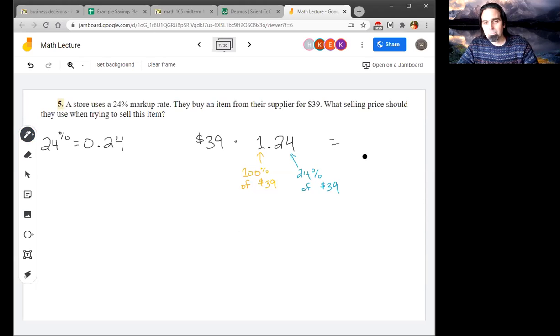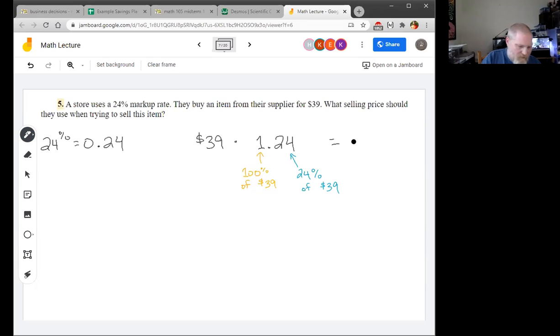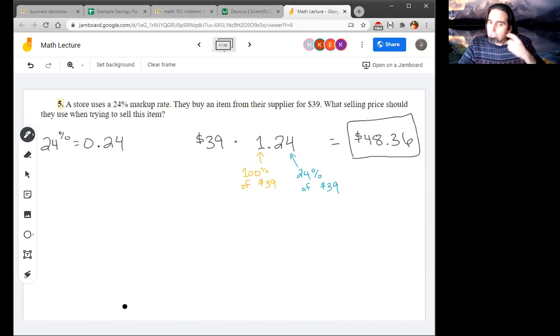Okay, and what's the answer? 39 times 1.24 equals 48.36. Okay. If you wanted to do this in 2 steps, you could. You could multiply just the 0.24 and the 39. Then you would have to add back on 39 as another step. That works great if that's how you do things.